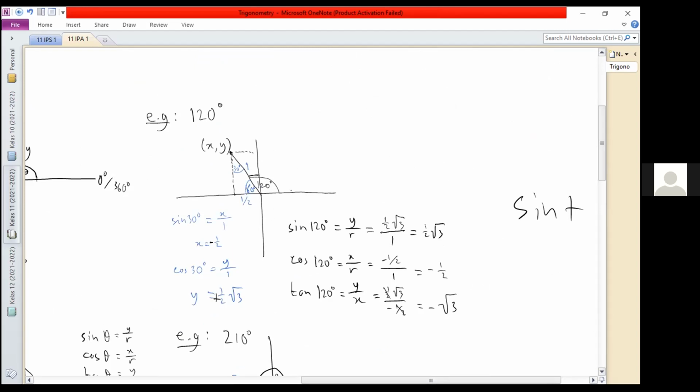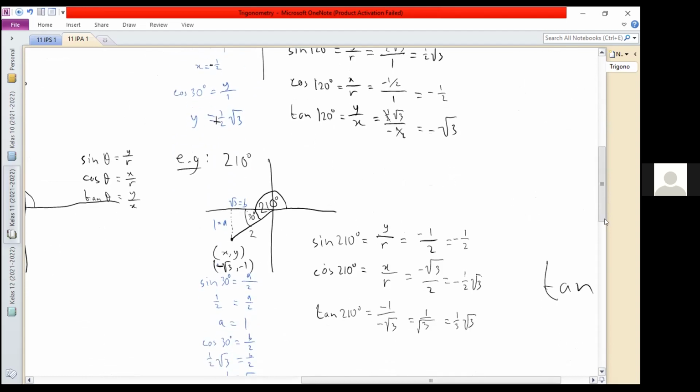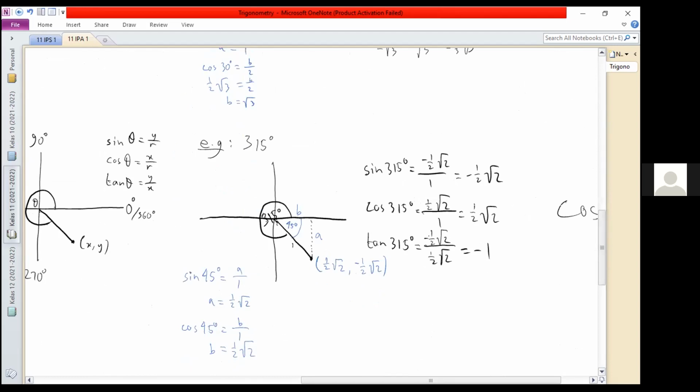So 120 degrees is related to 60 degrees and 30 degrees. In this case, if we draw 210 degrees like this, you will get 30 degrees here and 60 degrees here, so 210 degrees is related to 30 and 60 degrees. And for 315 degrees, both of these angles are 45 degrees, so 315 degrees is related to 45 degrees.